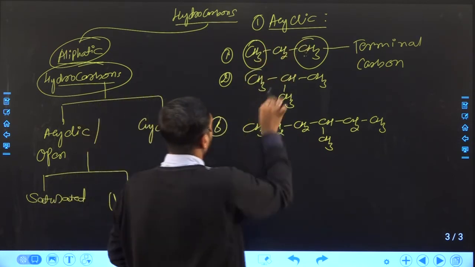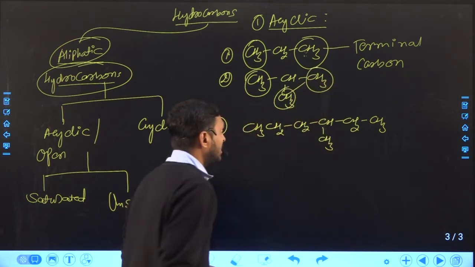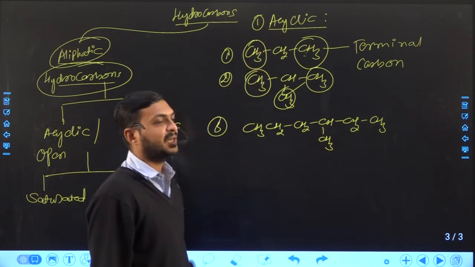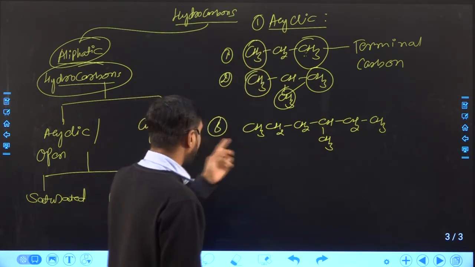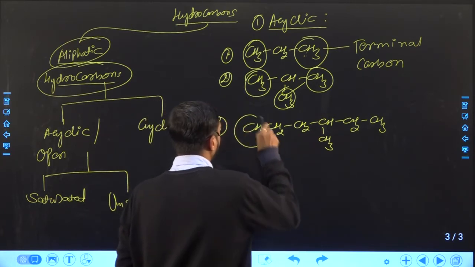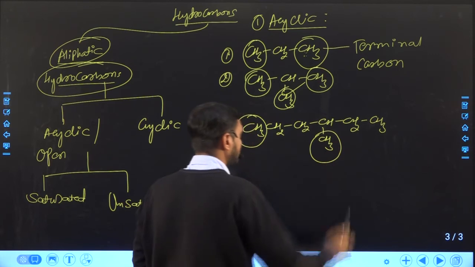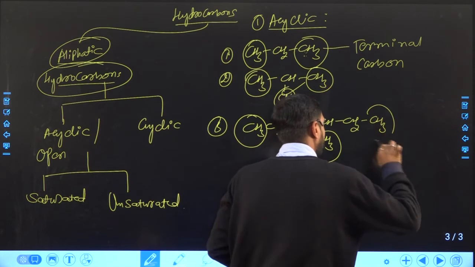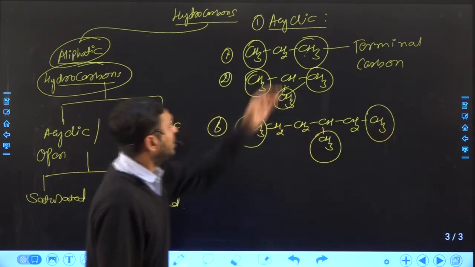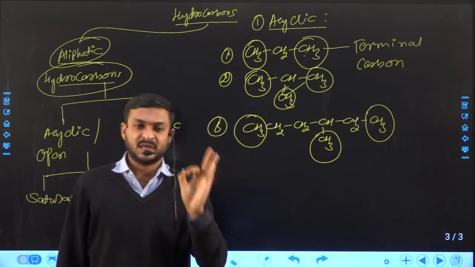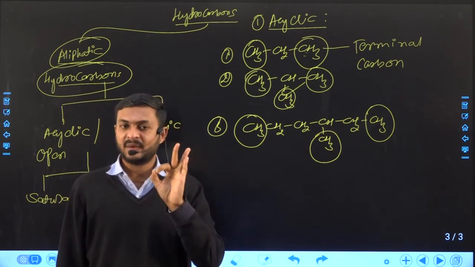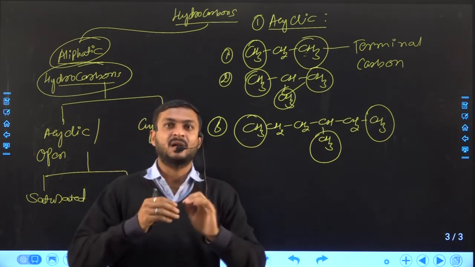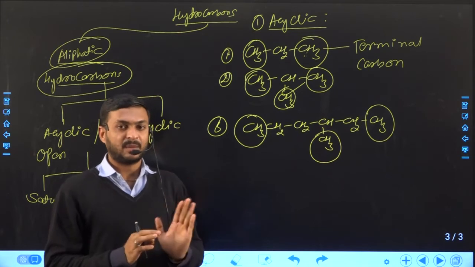You can see here this one, and this one, three terminal carbons. That is why the compound belongs to the acyclic category. Now if we consider number three, this carbon is not attached with another carbon, this carbon is also not attached with another carbon, and this one also. So in all of them a terminal carbon is present. Terminal means it is not attached with any remaining carbon.